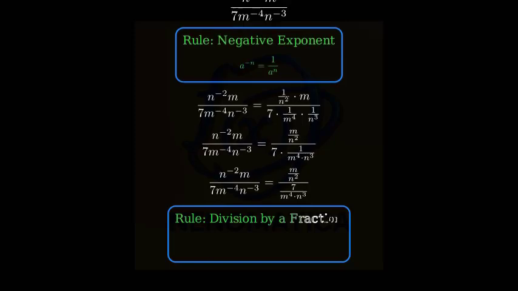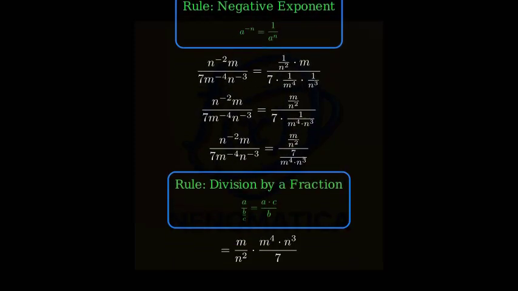When dividing by a fraction, we multiply by its reciprocal. So this is equivalent to m over n squared times m to the 4th times n cubed over 7. Now, we can multiply the numerators and denominators. In the numerator, we have m times m to the 4th times n cubed, which gives us m to the 5th times n cubed. The denominator is n squared times 7.